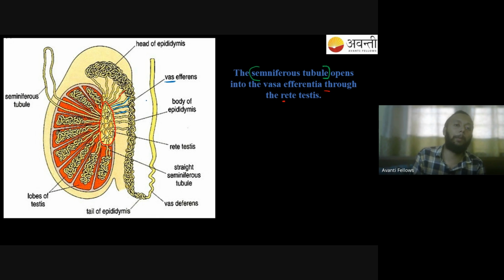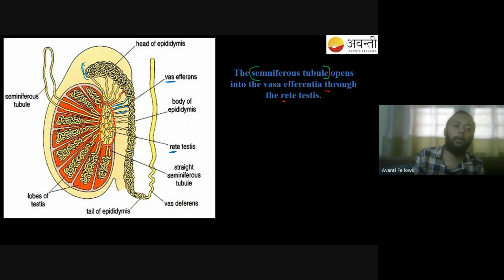So these two, you follow here: vas efferentia and rete testis, right? Once you have passed the vas efferentia, then you will get into this long coil structure, which is called your epididymis. So you get into the epididymis, which is a long coil structure over here.